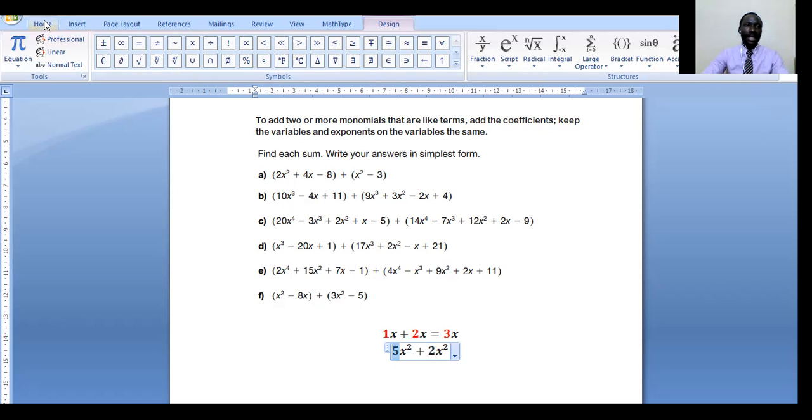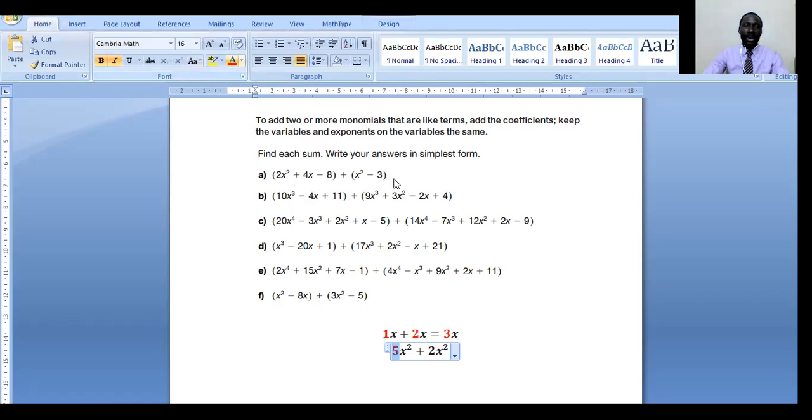So let me just highlight it so that it's easy for you to see. We have a 5 here, and there is this other one right there. These coefficients are the numbers that we are going to add. So when we add 5 to 2, we get a 7. We don't disturb the variable, which in this case is x. We also don't disturb the exponent of the variable, which in this case is 2.